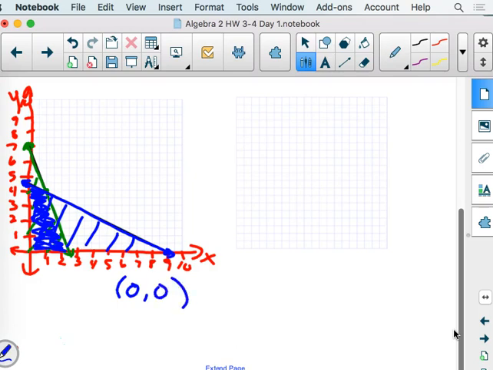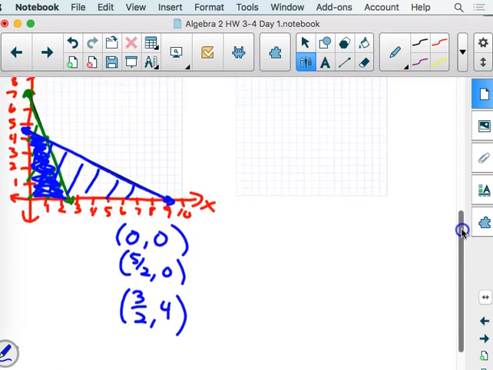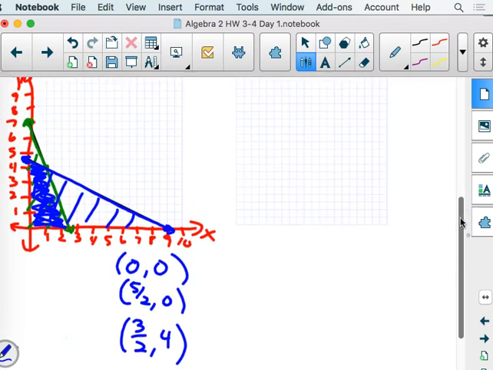Down here I'll run out of space. Let's see, this point right here was on our green graph, and that looks like 2.5. 5 halves, 0. This one. Yeah, I'm going to have to use the graphing calculator to figure out exactly where that is. It looks like 1.5, 4. So 3 halves, 4. So the last one would be right here at 0, 4.5.